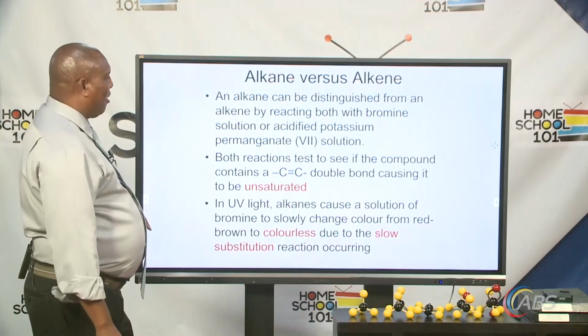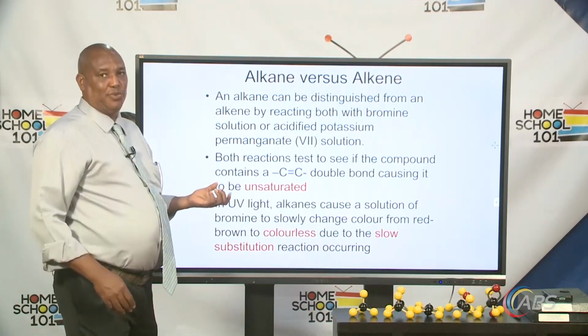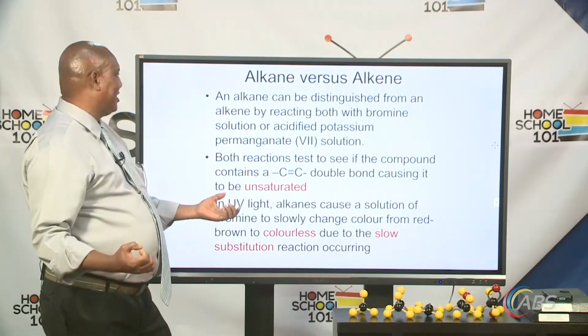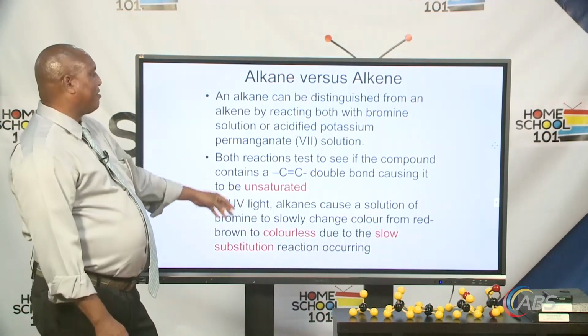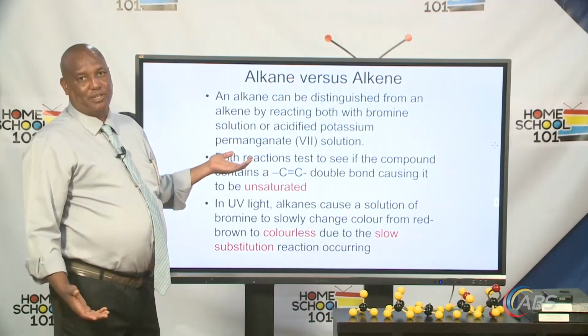All right, now how can we distinguish between an alkane and an alkene? We mentioned it before. An alkane can be distinguished from an alkene by reacting both with bromine solution.